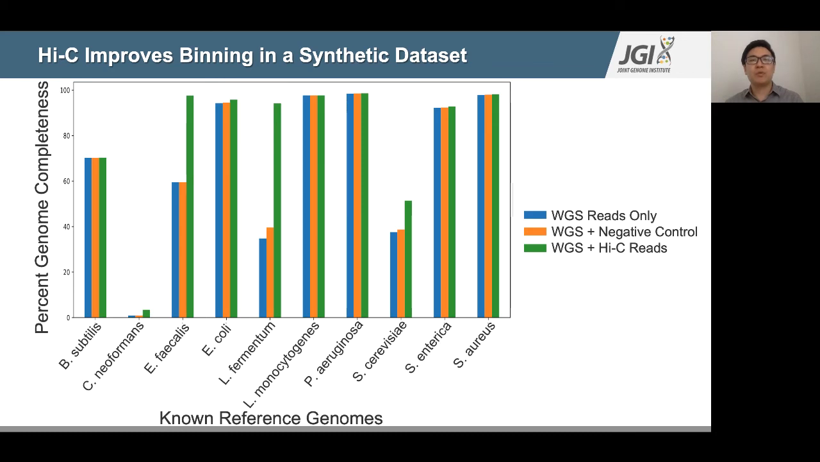In this experiment, we created a negative control that was comprised of regular WGS reads. This graph shows that it was specifically the addition of Hi-C long-range information that increased genome completeness, and not simply the addition of more reads.